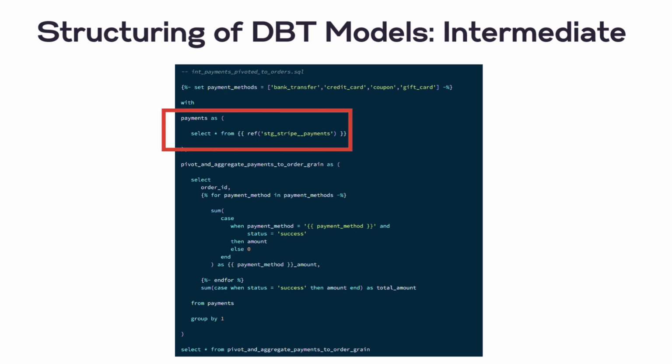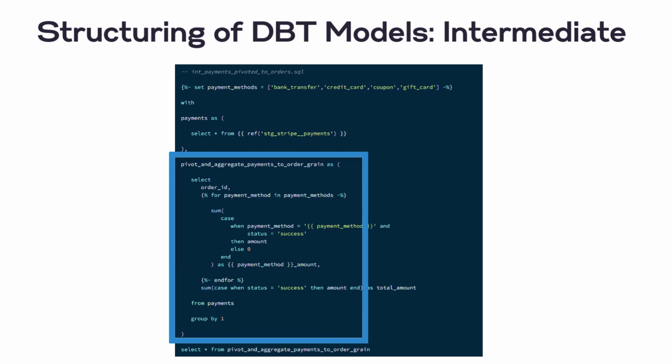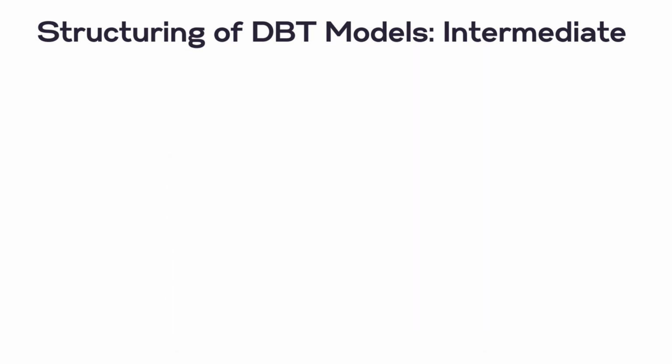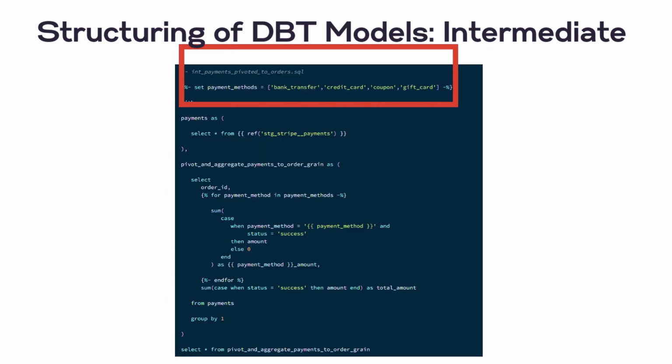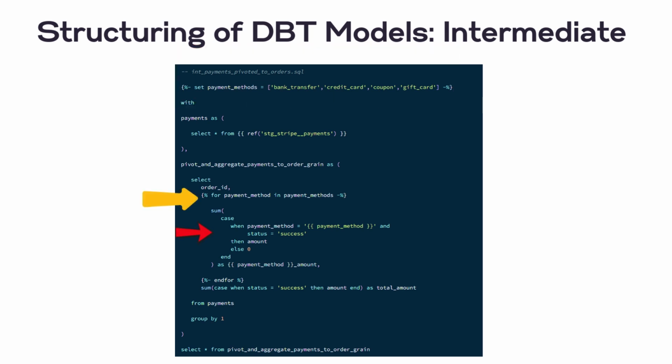The second CTE, pivot and aggregate payments to order grain, performs a more complex transformation. It uses a list of payment methods, defined as a Jinja variable at the top, to dynamically pivot data. For each payment method, the code calculates the total amount for successful payments using a conditional case statement. A total sum of all successful payments is also calculated. The group by ensures the data is aggregated at the order ID grain.